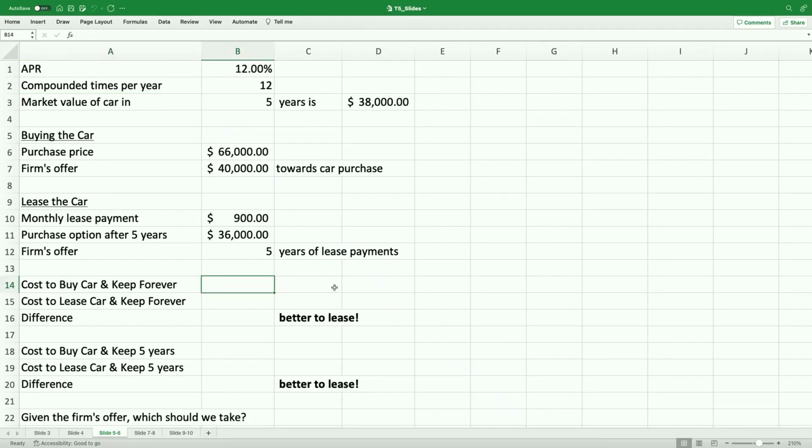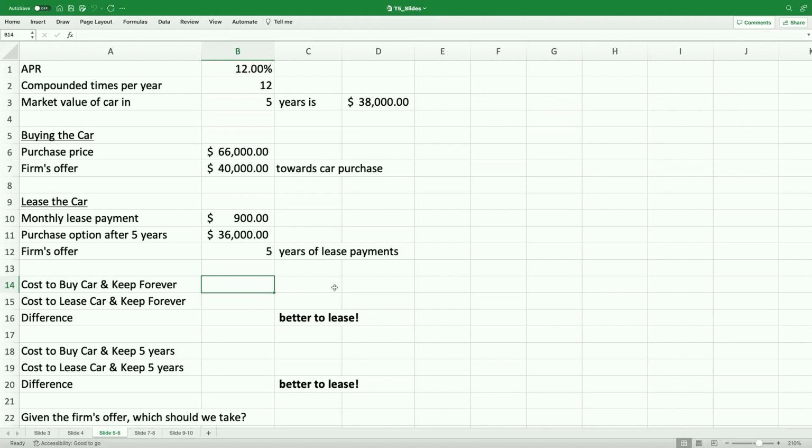Now, what I'm going to show you first is it's not going to matter whether you choose to keep the car forever or just keep the car for 5 years. We're going to get the same answer, aka the present value of all the payments to buy the car versus the present value of all the payments to lease the car. That difference is going to be the same regardless of whether we keep it for 5 years or we keep it forever. You may be skeptical, so let me show it to you first. So first, suppose we decide to keep the car forever.